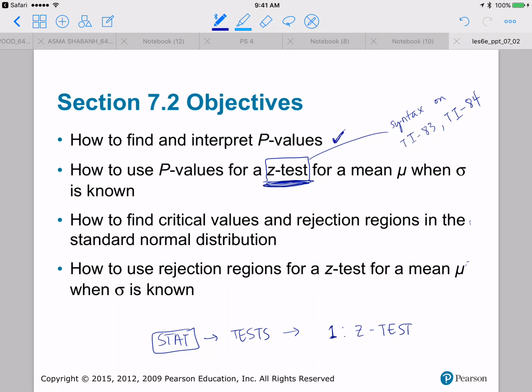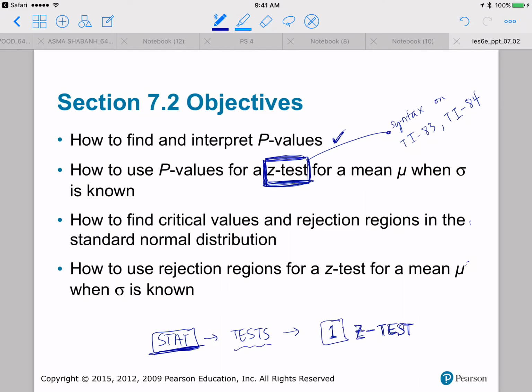Just as a reminder, or it's not a reminder, I think this might be new, but z-test is another way of saying perform a hypothesis test for the mean when sigma is known. And z-test is actually the syntax that you use for your TI-83 and your TI-84. So just as a refresher, you hit stat, then you go over to tests, and I think it is the first option, z-test. Okay, so that is how we will be performing our hypothesis tests in class.